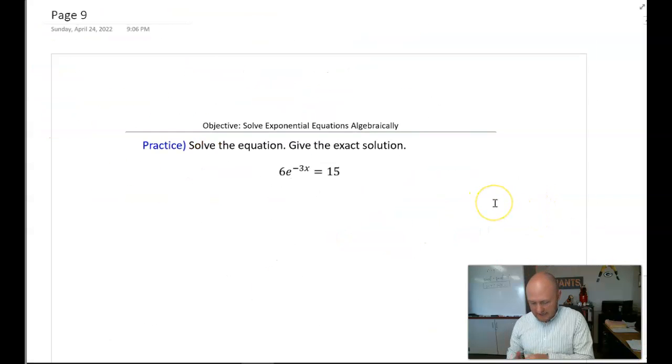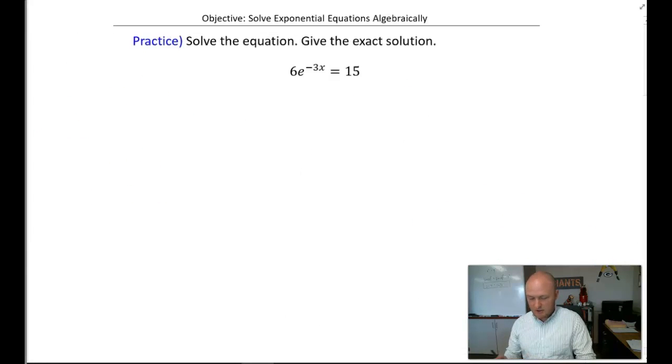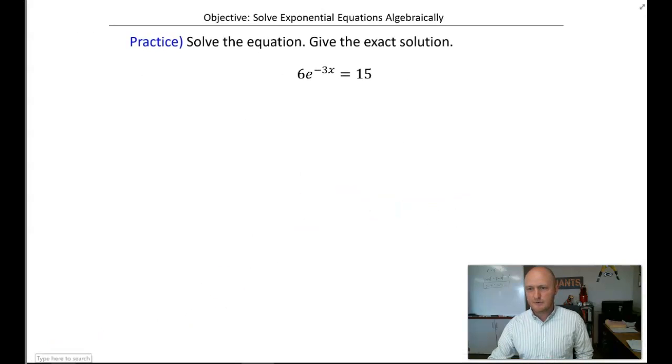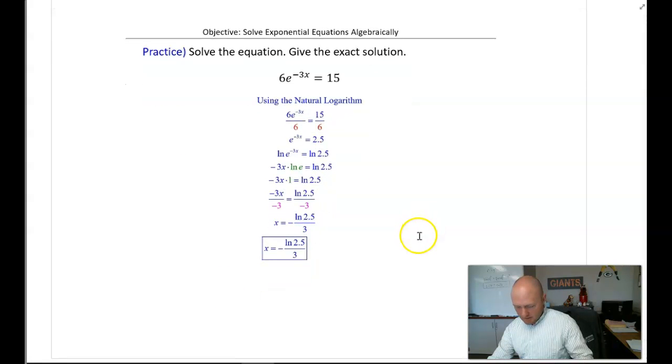All right, here is a practice problem. Pause the video and try this example. All right, here are the solutions.